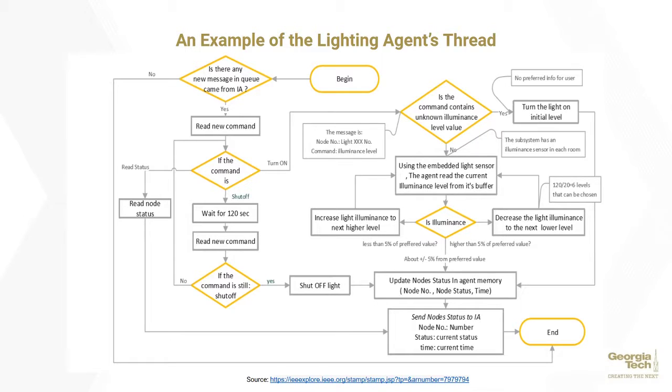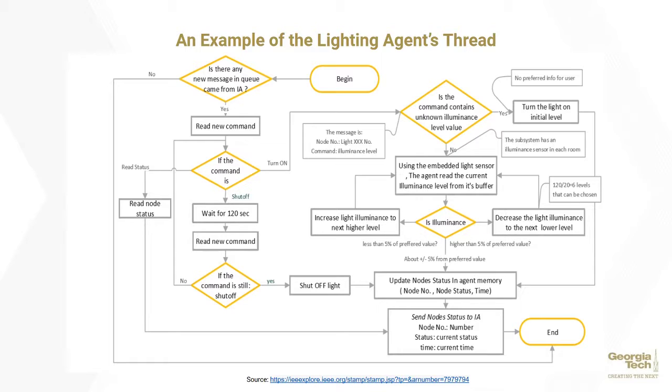Here's an example of the lighting agent. At the beginning, it checks, are there any new messages in the queue from the butler? If not, end the thread. If there is, however, then we need to read the command. There are a few possibilities that this command could be. For example, you could get a read status. It will then simply return information to the butler. It could have an off status.